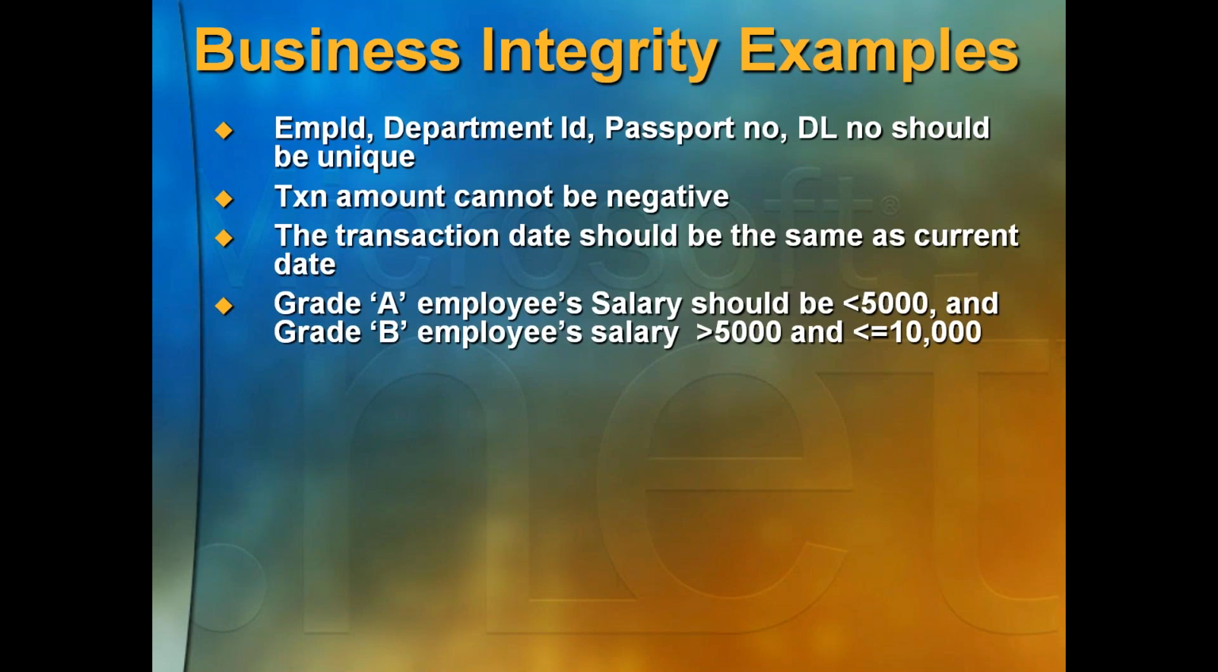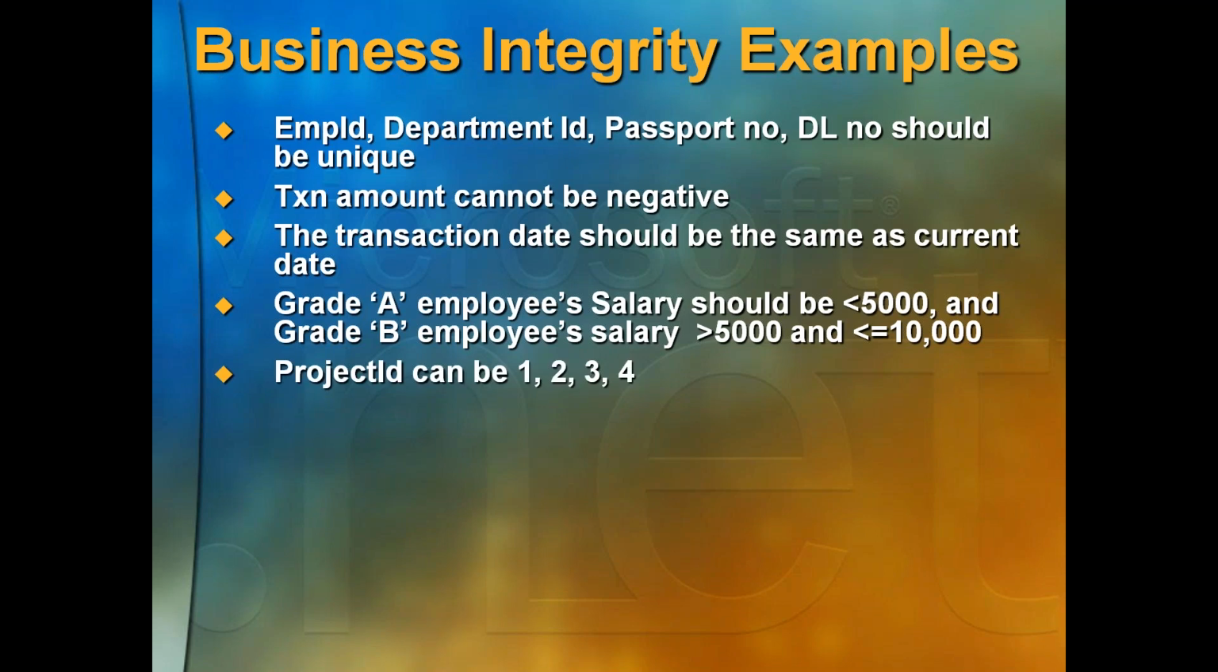Grade A employee salary should be less than 5,000. Grade B employee salary, greater than 5,000 to less than 10,000. Clear? So when there is a grade, you're supposed to get this much of a salary. That is one rule that you're supposed to be maintaining in your company. All these are called business rules.